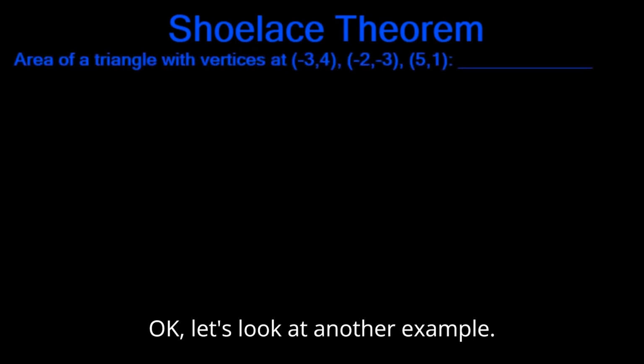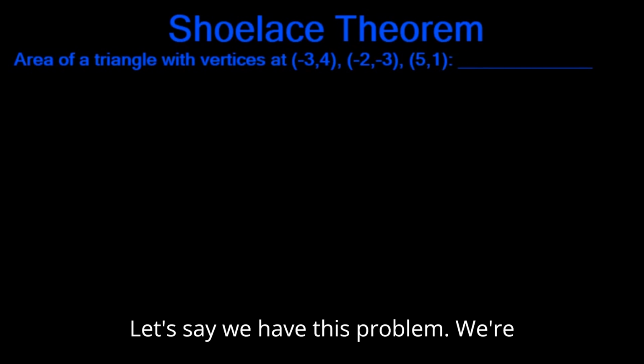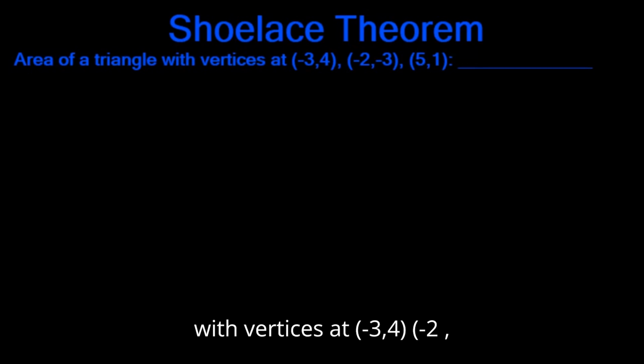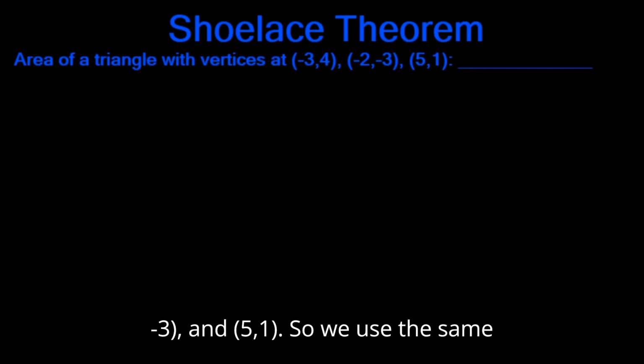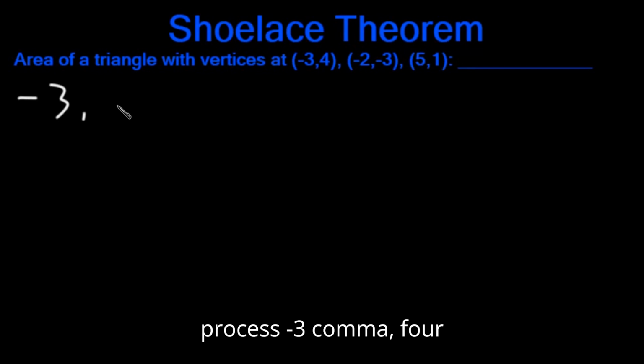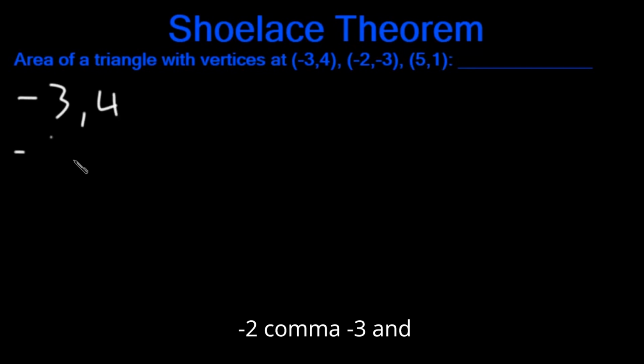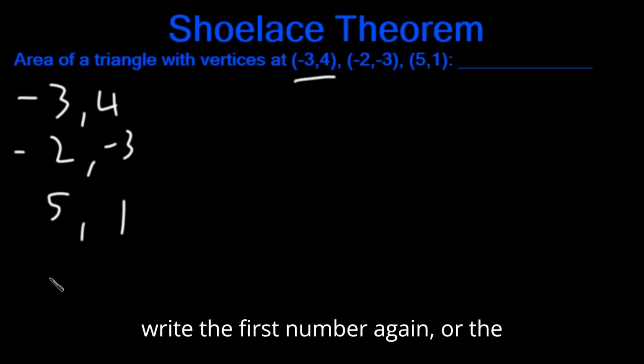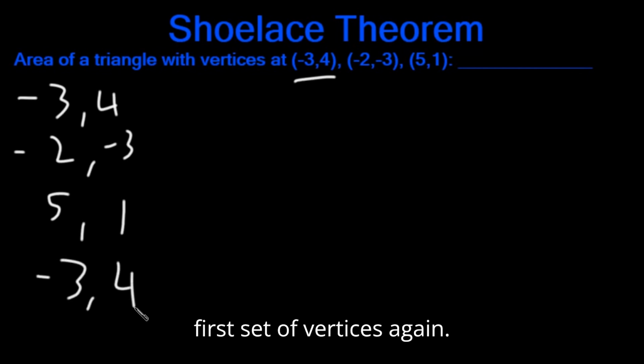Okay, let's look at another example. Let's say we have this problem. We're trying to find the area of a triangle with vertices at (-3, 4), (-2, -3), and (5, 1). So we use the same process. -3, 4, -2, -3, and 5, 1. And then we'll write the first set of vertices again.